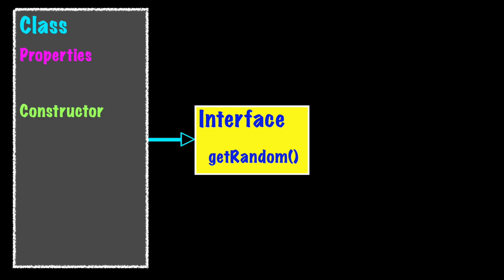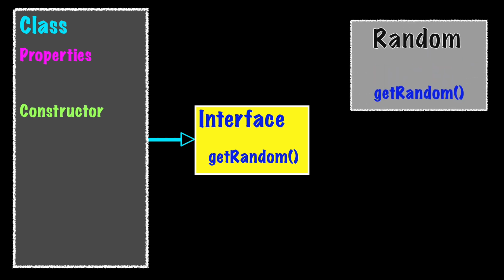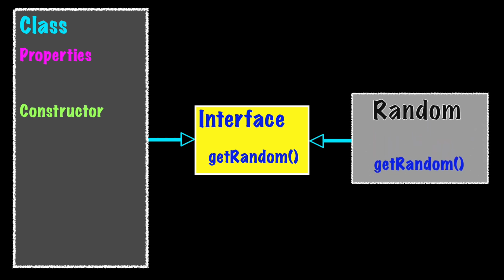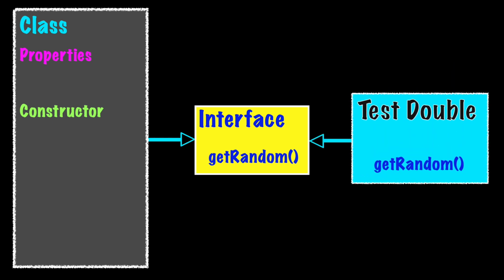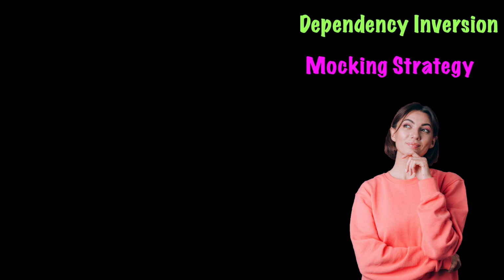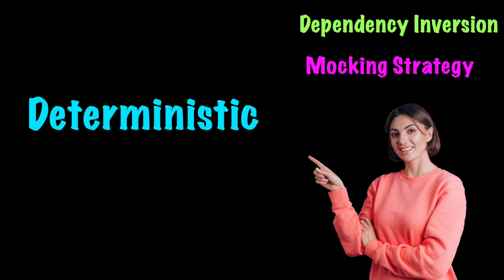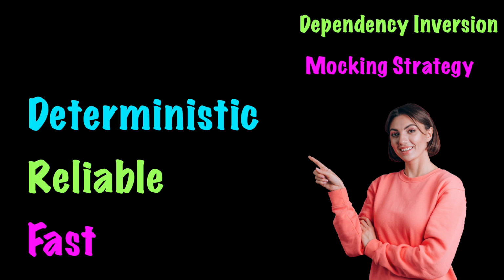Because of the dependency inversion principle, this class does not know if the dependency is the real resource like a random number generator, database, or a test double that returns a consistent result. With the use of dependency inversion and a mocking strategy, you can create tests that are deterministic, reliable, and fast.